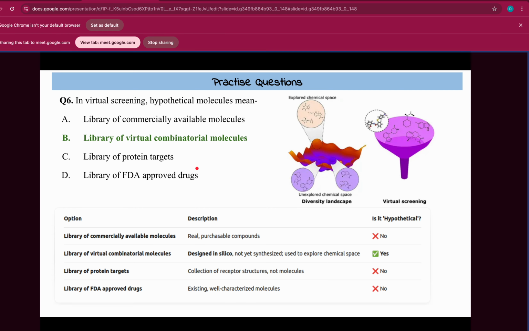Okay, so the right answer is option B, the library of virtual combinatorial molecules, because if we say option A, then this is the commercially available. That means these are real and purchasable. Whereas virtual combinatorial means you are virtually designing them. So these are designed in silico. So yeah, they are hypothetical. Whereas protein targets, they are the receptor structures and these are not the molecules. Then a list of FDA approved drugs, so these are already existing. So that means these are not hypothetical.